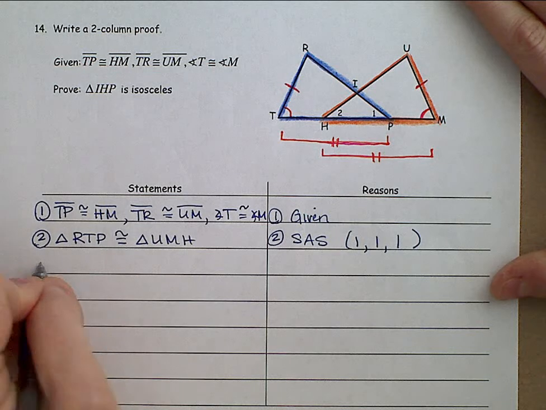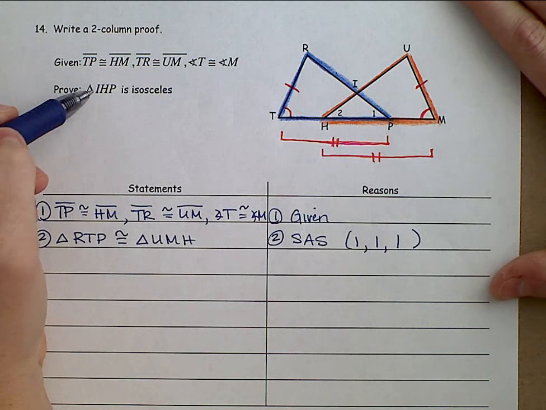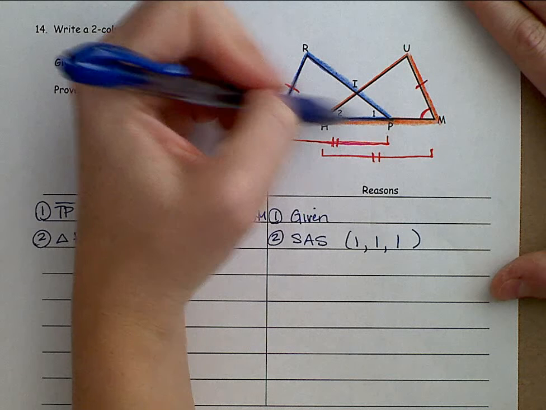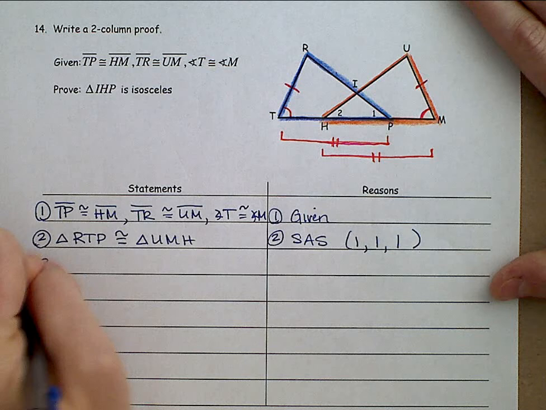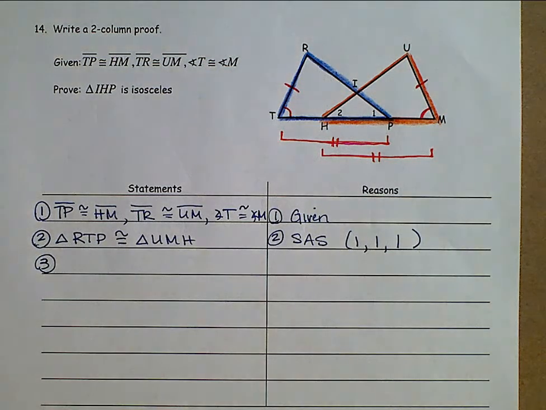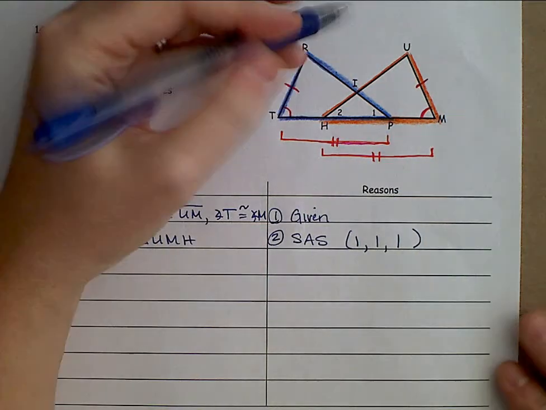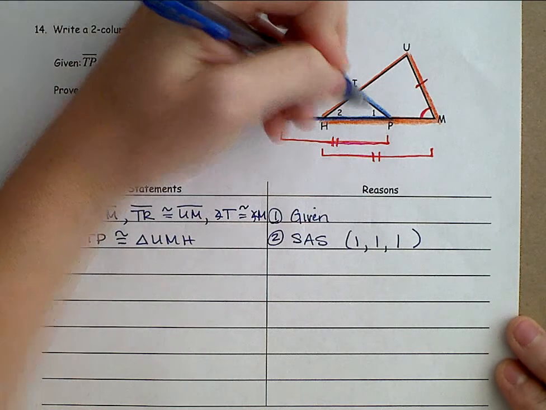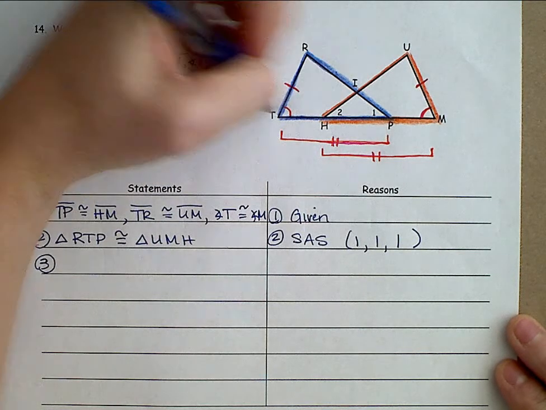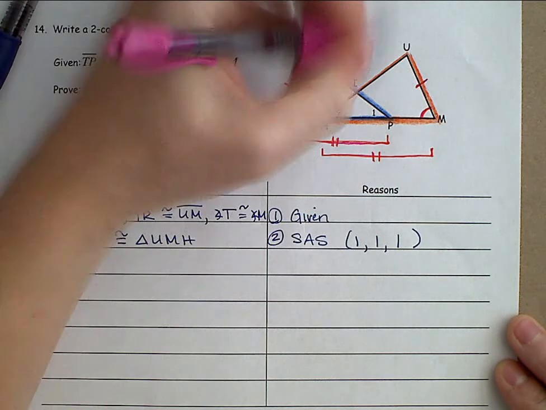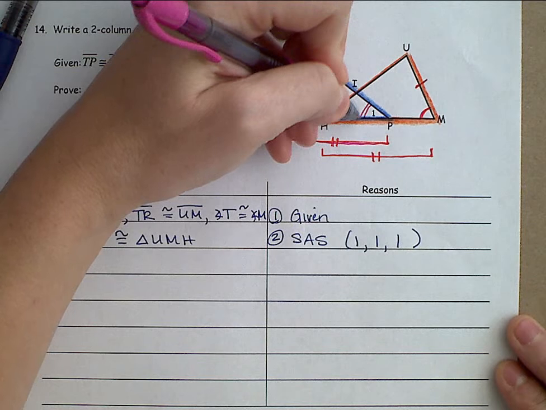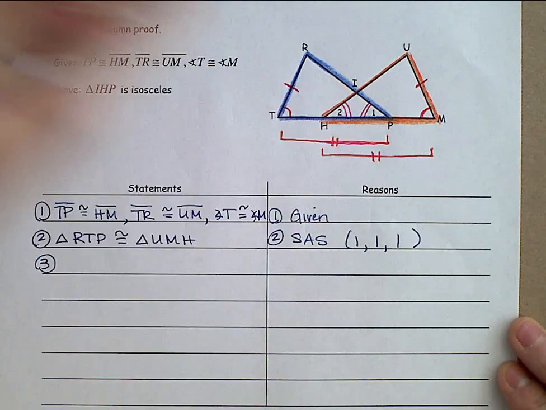Okay, we are trying to prove that triangle IHP, this little itty bitty guy in the middle here, is isosceles. So let's see what we can get. Using the idea of CPCTC and the fact that we have these two triangles traced out, can you see that angle 1 is part of this big blue triangle right here, and angle 2 is part of the big orange triangle there? By CPCTC, angle 1 is congruent to angle 2.